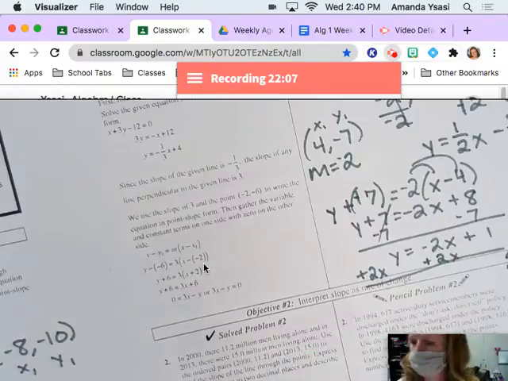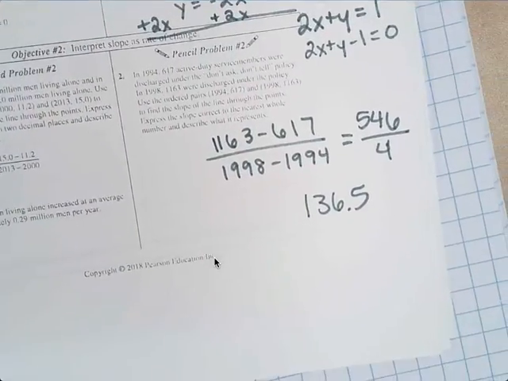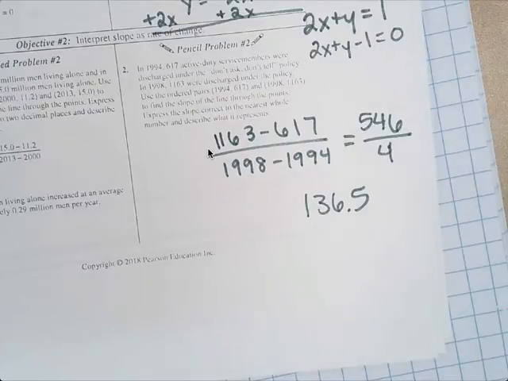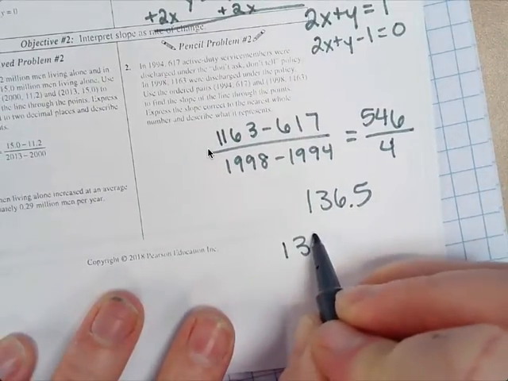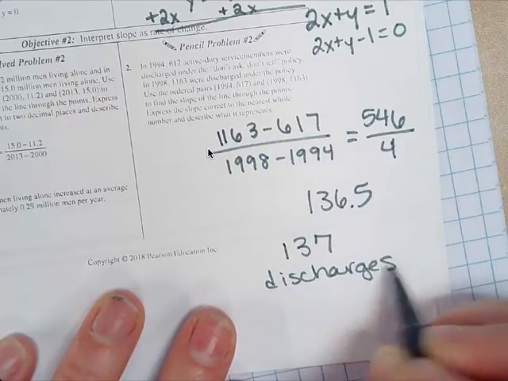Okay, so you should have finished it. Whenever you divide, you actually get 136.5. But it says to the nearest whole number. So it'd be 137 discharges per year.